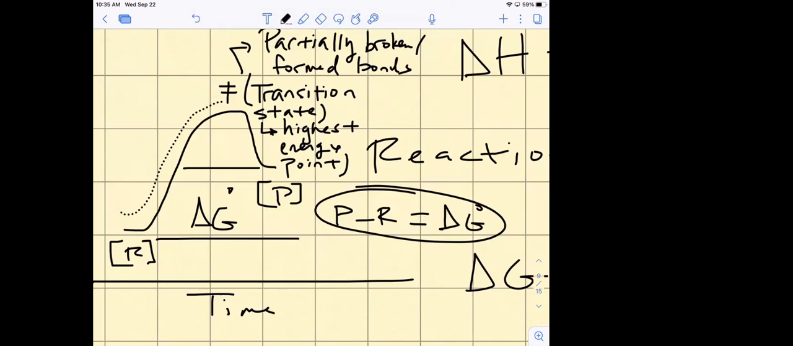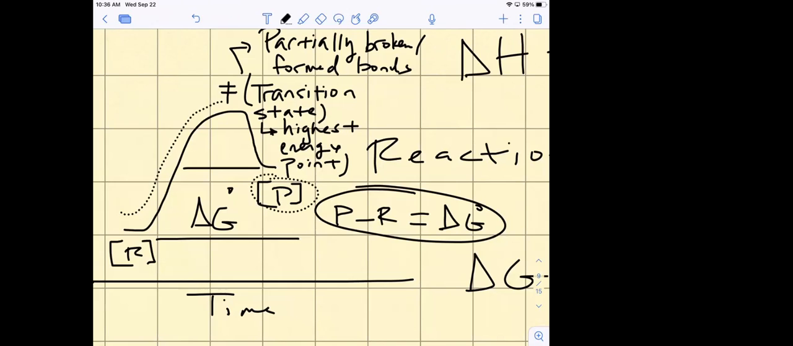Go ahead. So on the graph, at the point where the amount of energy kind of drops, is that the point where the bonds are fully formed? Yes. And even then, the extent is not complete until you get to the point right here where you have the product. That's a great question.